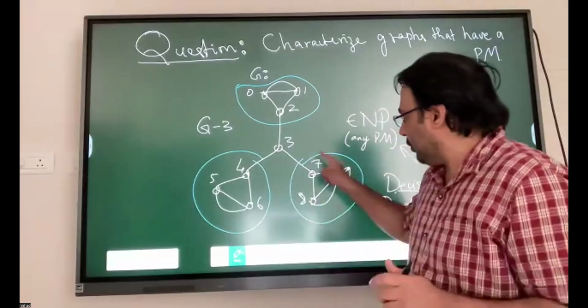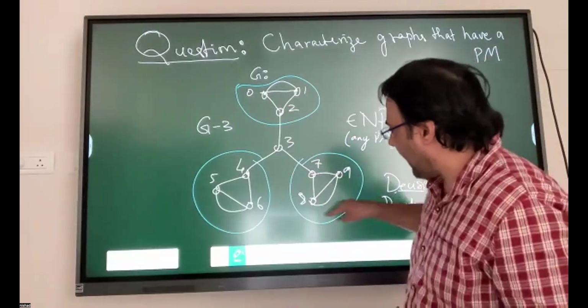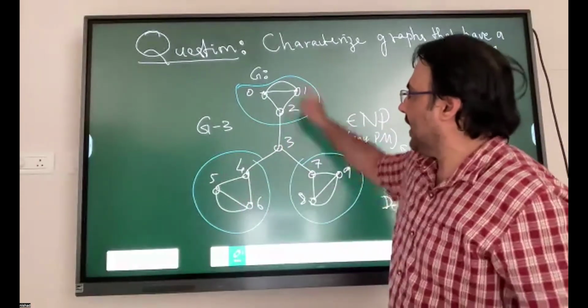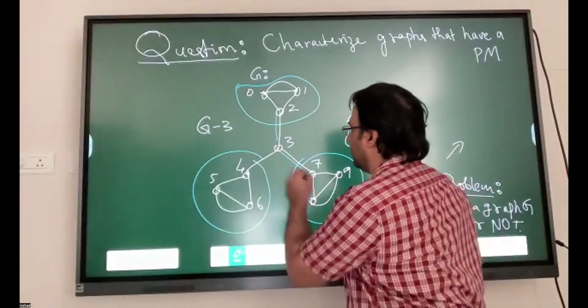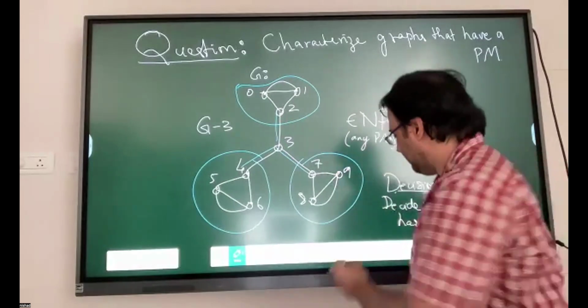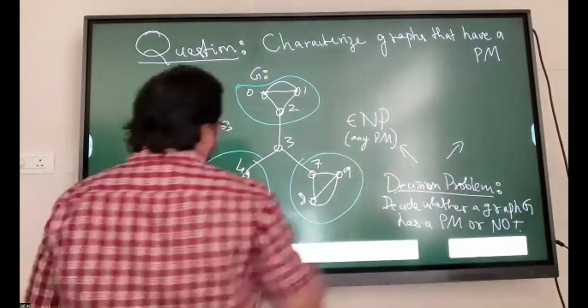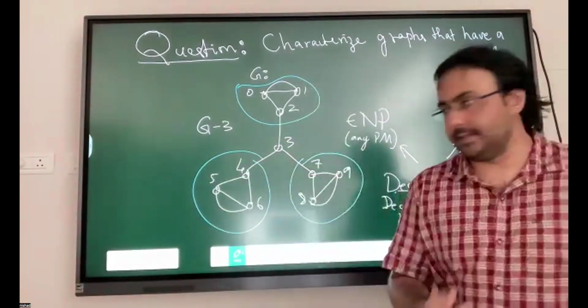Right? So to have a perfect matching in this graph, you have to match a vertex from this triangle outside, a vertex from this triangle outside, and a vertex of this triangle outside. Well, that means you have to take these 3 edges, but then it is not a perfect matching. So that is an argument as to why this graph does not have a perfect matching. But now let us generalize this.